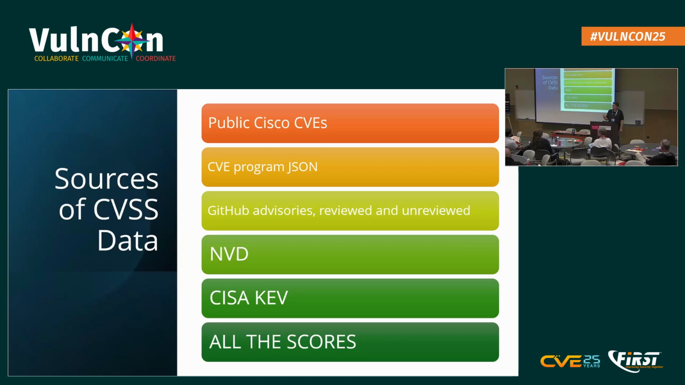But I got curious because there are lots of organizations that are providing version 4 scores now, including GitHub, which is by and large the biggest producer of version 4 metrics so far, as well as data in the CVE JSON. So I looked at all of those data sources, and I'm going to look at those in more detail as we go through it.